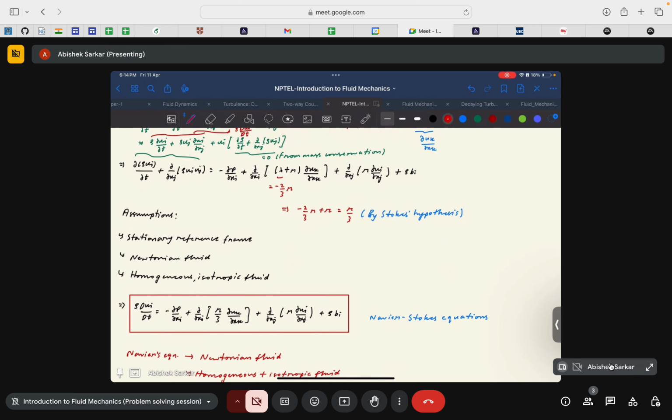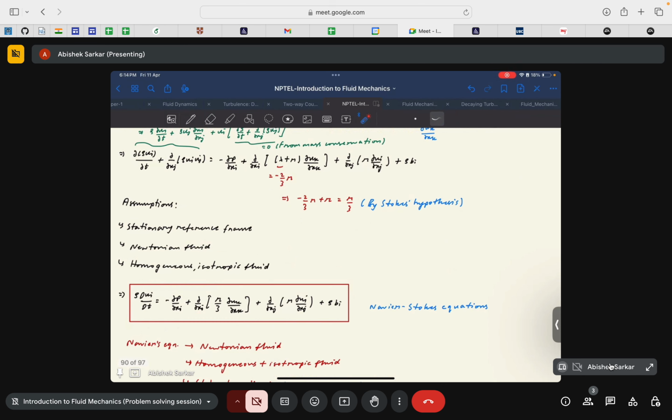So if you impose Stokes hypothesis, stationary frame of reference, Newtonian fluid and homogeneous isotropic fluid, you are left with this equation, the general Navier-Stokes equation, given by ρ dui/dt is equal to minus ∂p/∂xi plus ∂/∂xi of μ/3 ∂uk/∂xk plus ∂/∂xj of μ ∂ui/∂xj plus ρbi.